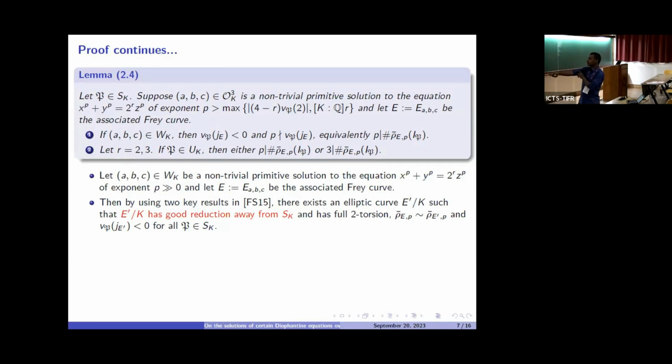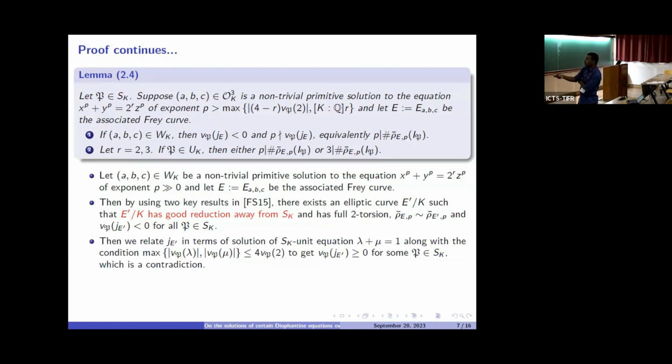Basically, this property that E prime over K has good reduction away from S will be very useful. This is an important condition that we require in the proof. And obviously this full two torsion also. So how do we proceed?